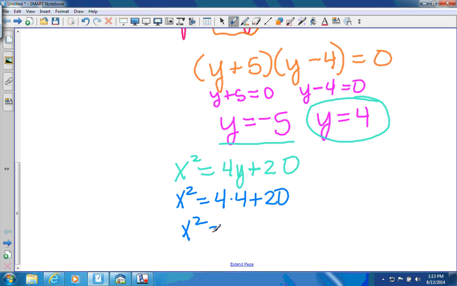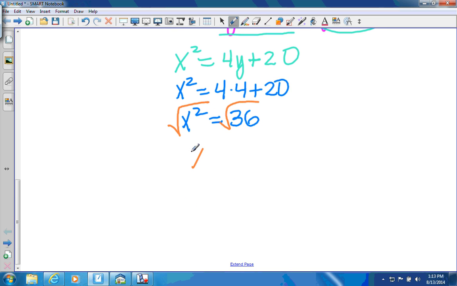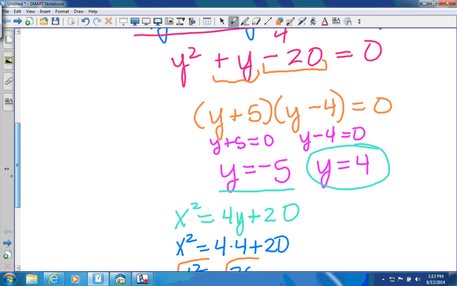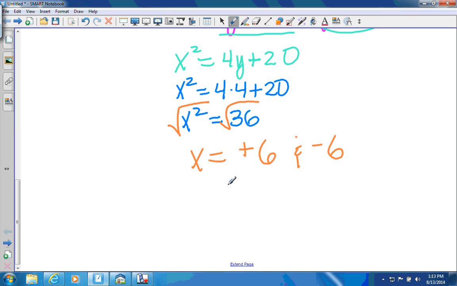X squared equals 36. Taking the square root of this, x equals both a positive 6 and a negative 6. Anytime you take the square root of something in an equation, x can be either of those two things, because 6 squared is 36, and negative 6 squared is also 36. So x is either 6 or negative 6. Then y is 4. So one of the coordinates is (6, 4), and another is (negative 6, 4). Those are two solutions.